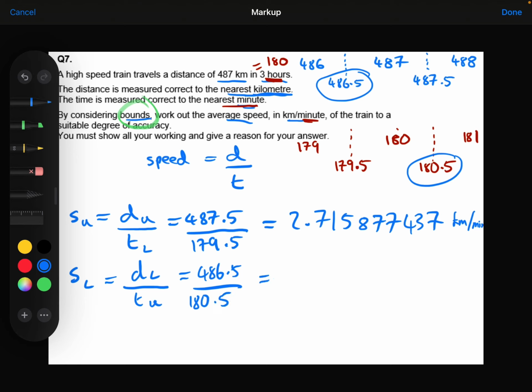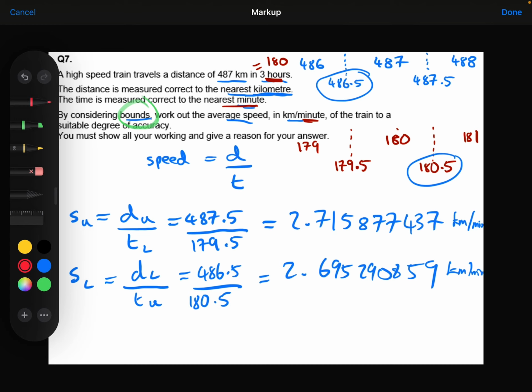And so again, back to our calculator to work this out. And we get 2.69529089 kilometres per minute. So, we know that our average speed in kilometres per minute is between 2.715877437 and 2.675290859. So I'm going to give my answer then.